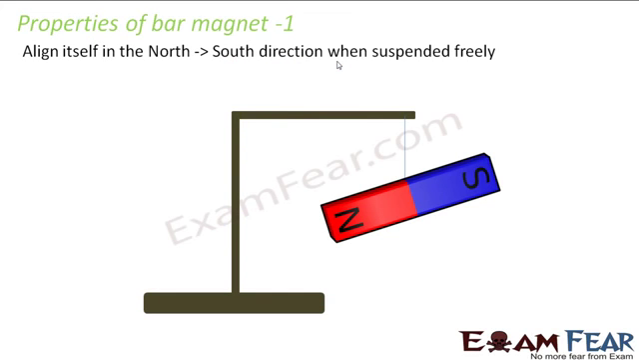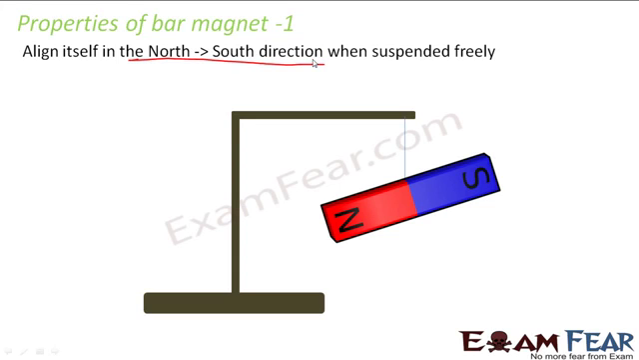The first property which was observed when magnetism was initially discovered, as I mentioned, was that shepherds observed that some rocks attracted nails. From there magnetism evolved, then the bar magnet was discovered, and scientists performed so many experiments with the bar magnet and came up with its properties. The first property was that a bar magnet always aligns itself in the north-south direction when suspended freely.